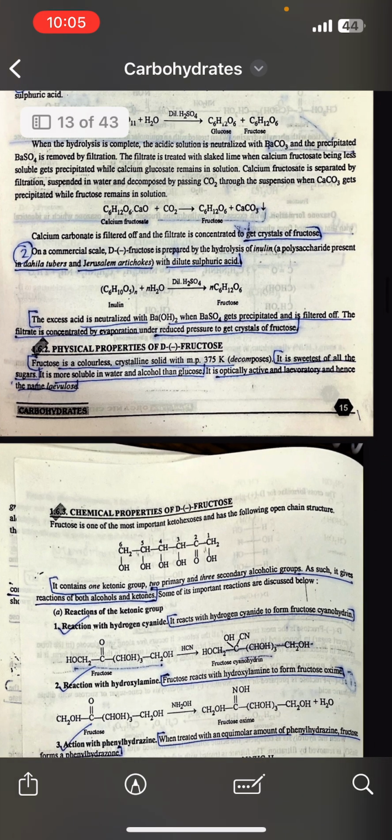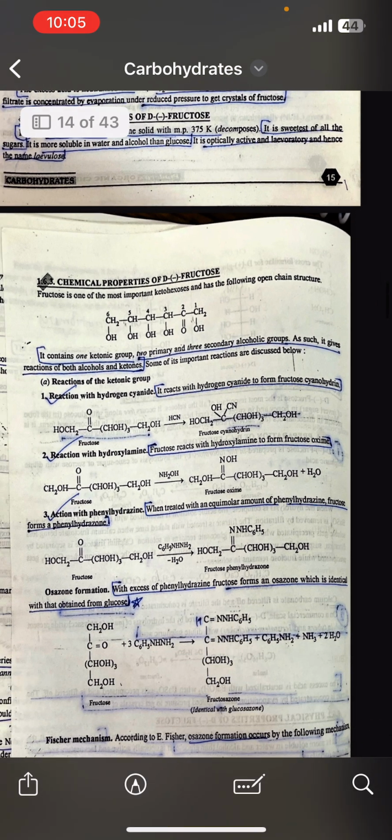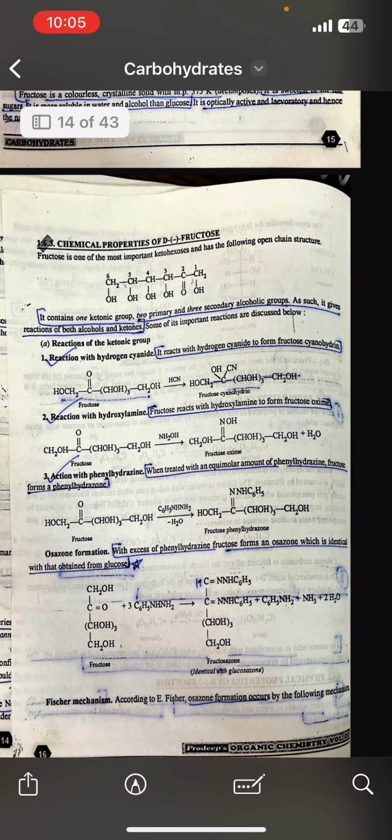Physical properties of fructose. Fructose is a colorless crystalline solid with melting point 375 Kelvin. It is the sweetest of all sugars and it is more soluble in alcohol than glucose. It is optically active and levorotatory, and hence is called levulose. Chemical properties of fructose. It contains one ketonic group, two primary and three secondary alcoholic groups. As such, it gives reactions of both alcohols and ketones.